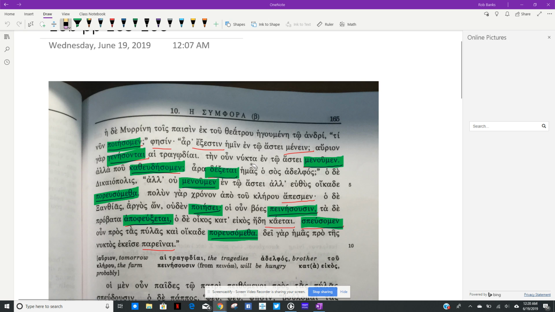Okay, tēn nukta, accusative, third declension singular. Alla pou katheudēsomen, right? Semicolon, question mark. So, but where, pou was where? Okay, S here indicates this is future. So, but where will we sleep? Right here, another question. Dexetai hēmas ho sos adelphos. Right, so the subject here, ho sos adelphos. Sos, of course, is the you possessive, right? Your brother, adelphos. Right, so it's a question, right? So will the subject, your brother, receive us? Future, right?